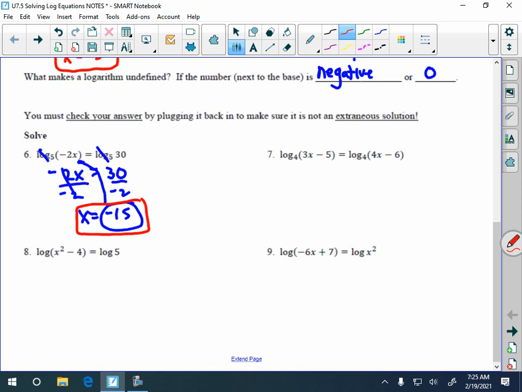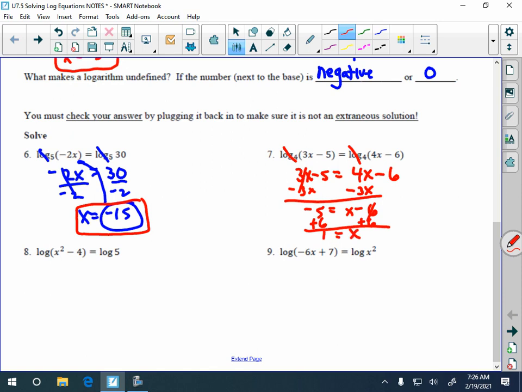All right, so number 7, same thing. One log equaling another log. So 3x minus 5 equals 4x minus 6. Subtract, and then add 6. So x equals 1. We'll check and make sure that it works. So again, I'll just plug it into that first one. 3 times 1 is 3, minus 5 is negative 2. And so since it's a negative value, we can't use it, and so no solution.